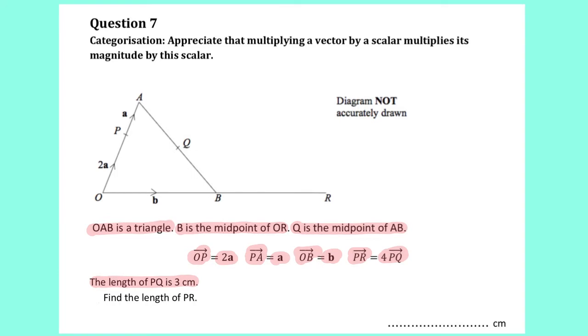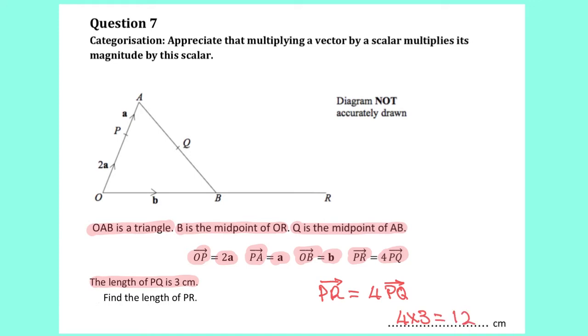Well, PR is equal to 4 PQ. Well, we know that PQ is equal to 3, so PR is equal to 4 times 3, which is equal to 12 centimeters.